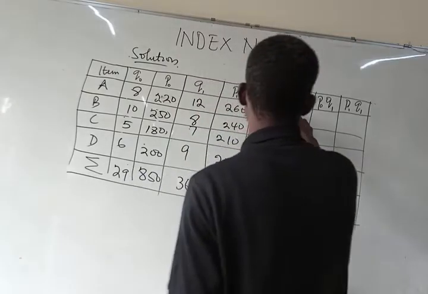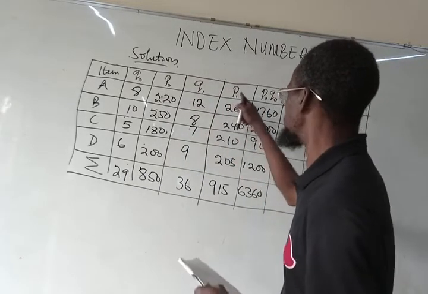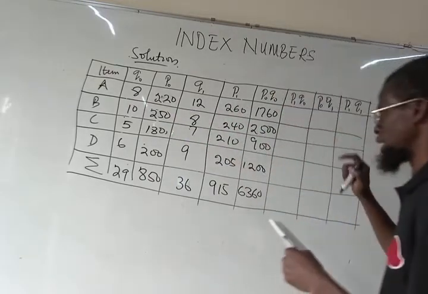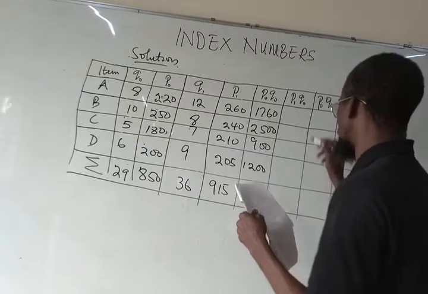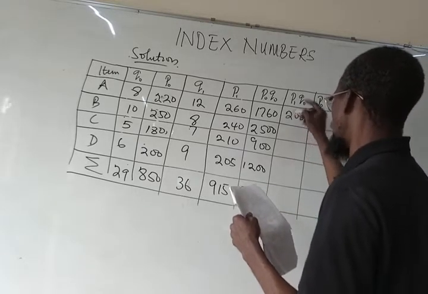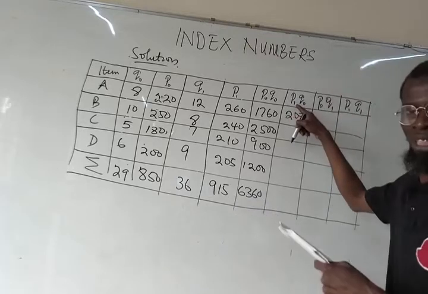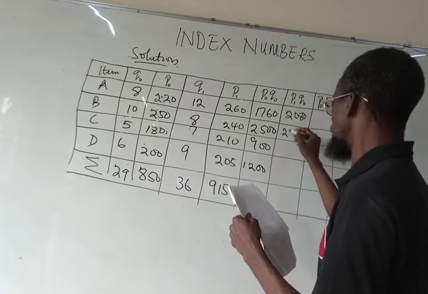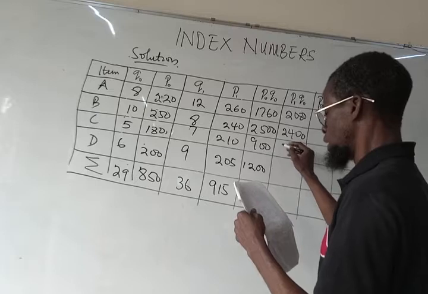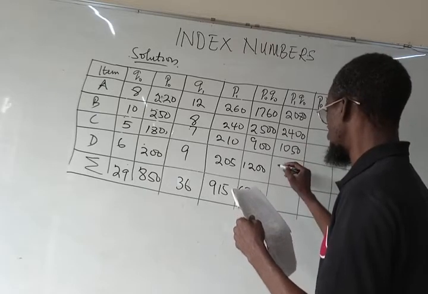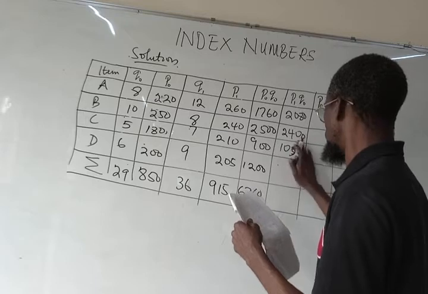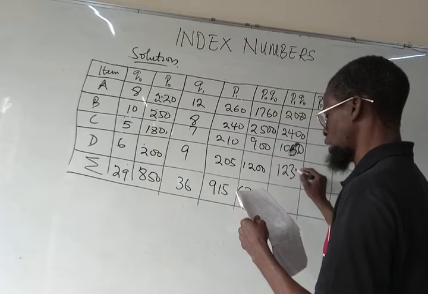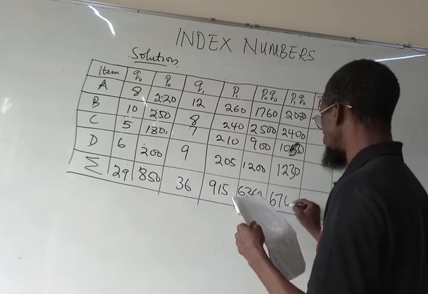The same thing here. My P1 Q0. I have P1 and my Q0. So it means 8 times 260. So I will have this following. That's why I have to specify what I'm using on the top of the column. So here we have 240, next one. Then we have 1050, then you have 230, then the total will give me 6760.